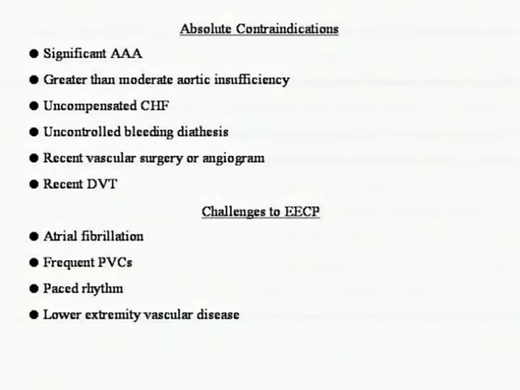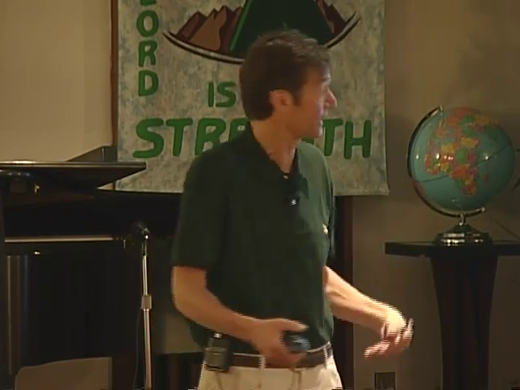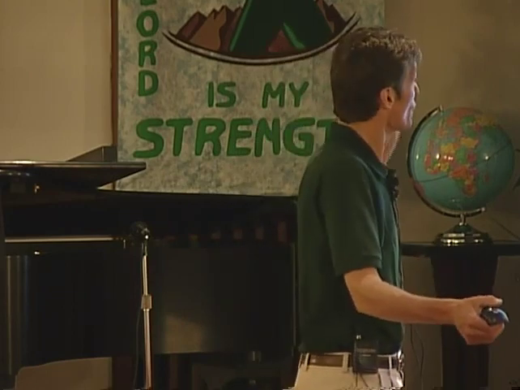If you have lower extremity vascular disease, that's a challenge. Let's say you've got 90% narrowings in the iliac arteries to your legs. I can squeeze your legs all I want, but I can't get that retrograde pressure wave in your aorta. So I can help you if you have lower extremity vascular disease, and actually we can collateralize your lower extremities, but if you have high-grade disease, ECP alone is not going to get the job done. So those are the contraindications and those are the challenges.